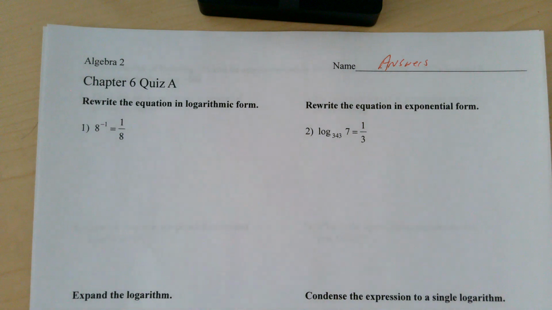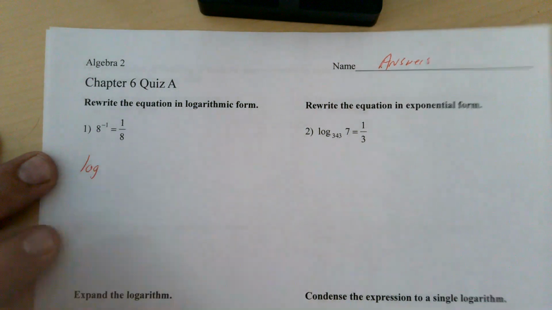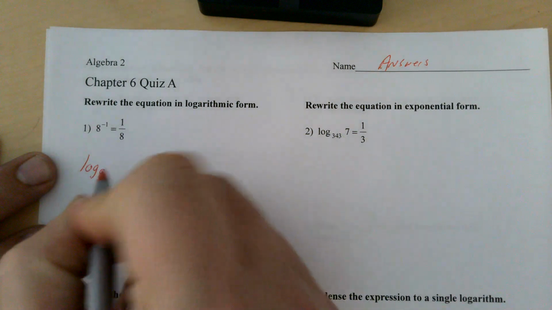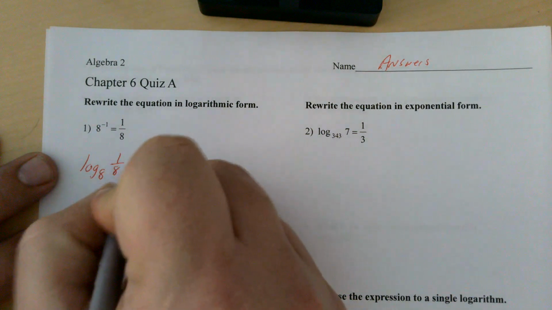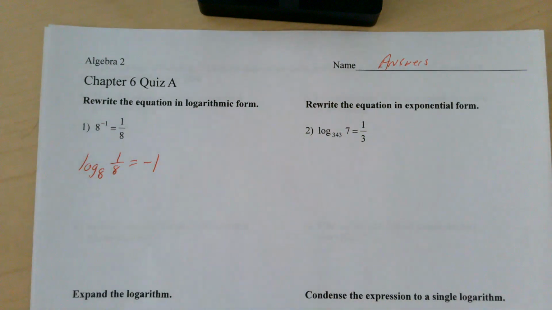So the first section that you're going to see in your quiz is where I'm going to give you a true statement in exponential form, and you're just going to rewrite it as a log. We learned that logs are exponents. So my base is an 8. I just need to write log base 8 of 1/8 equals this exponent. Okay, and that's all you're doing. That's a true statement. You can check on your calculator. You can hit the math key, go to log base, and type in log base 8 of 1/8. It will tell you -1.